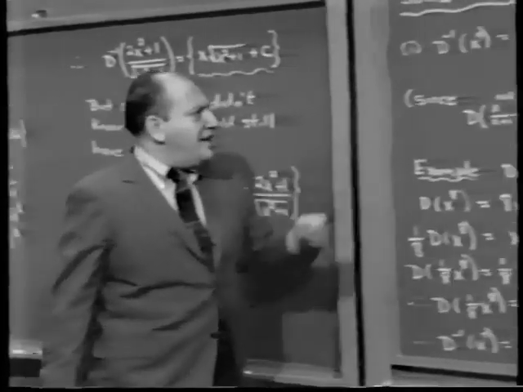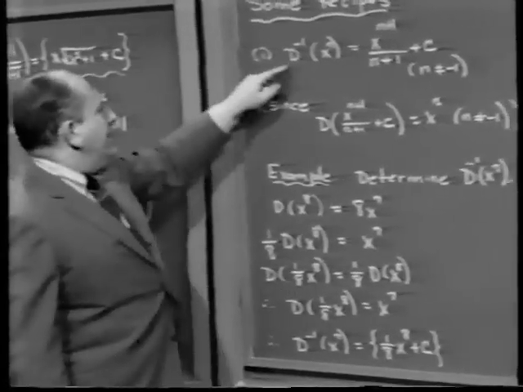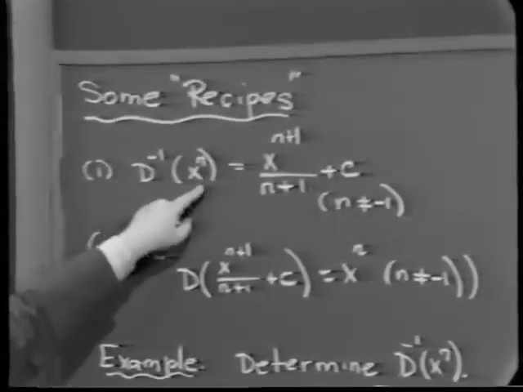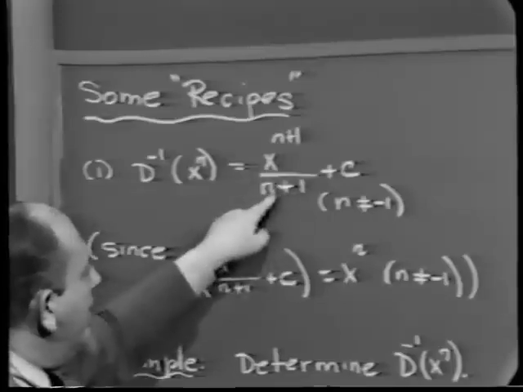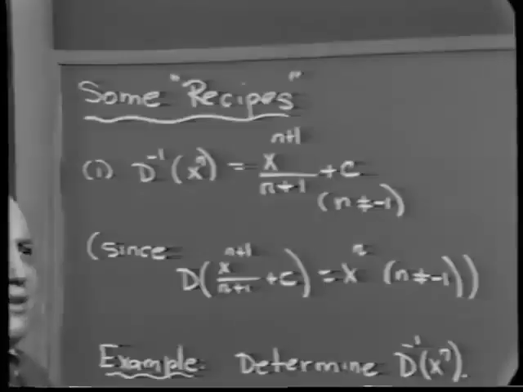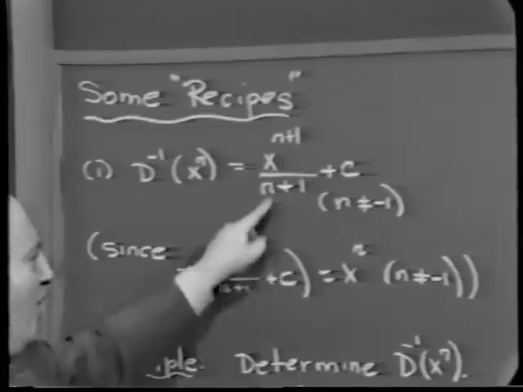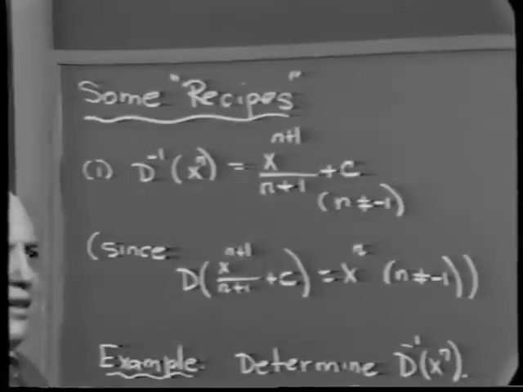Let me just write down a typical one. You see, D inverse of x to the n is x to the n plus 1 over n plus 1 plus a constant. And of course, observe that as soon as you see something like this, you have to beware of n equals -1. Otherwise, we have a zero denominator.